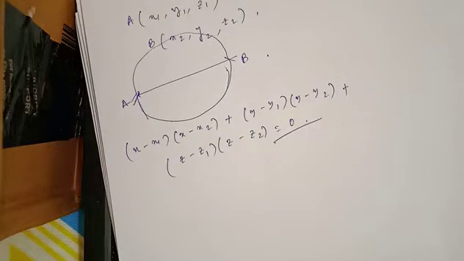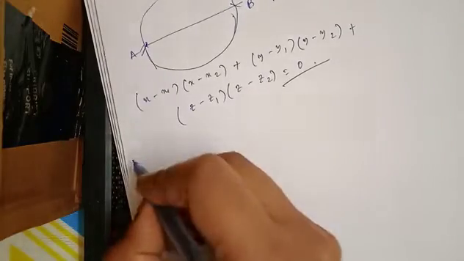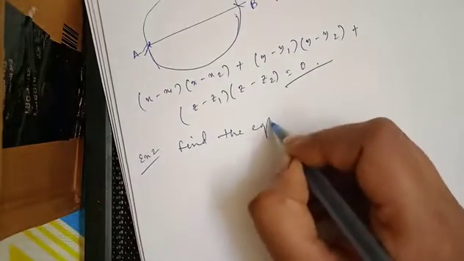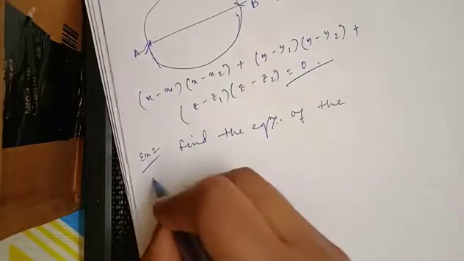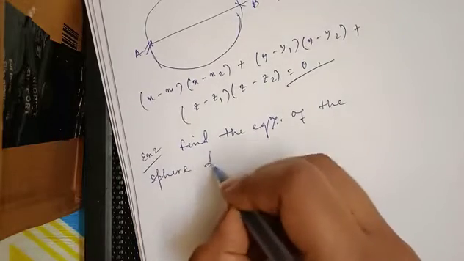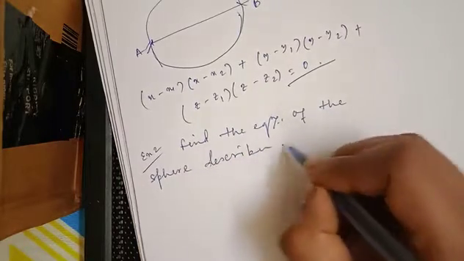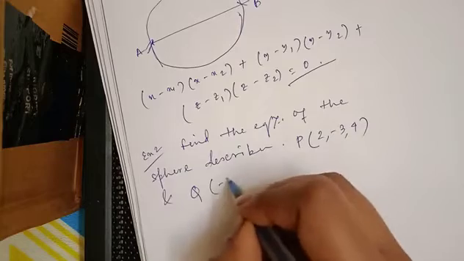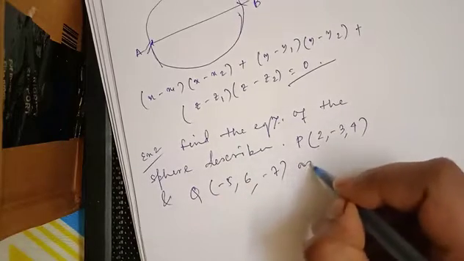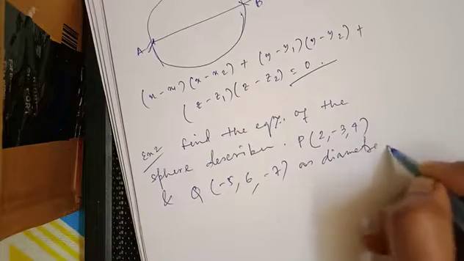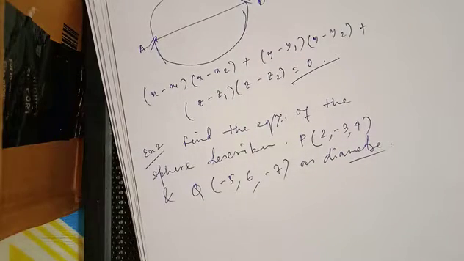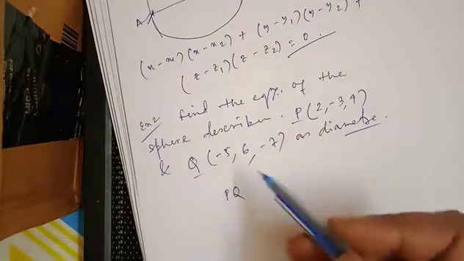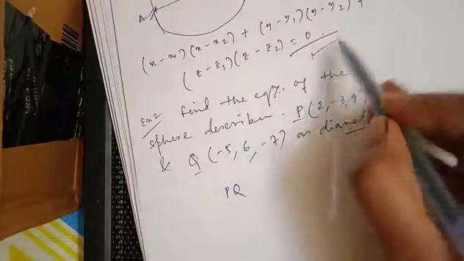So let's solve one example. Find the equation of the sphere described by joining the points P (2, minus 3, 4) and Q (minus 5, 6, minus 7) as diameter. We have to find the equation of the sphere where PQ becomes a diameter. So P is given, Q is given, just put those values in the above formula, you will get the result.